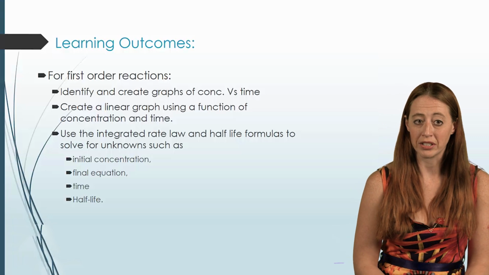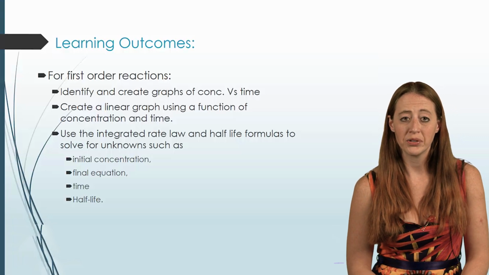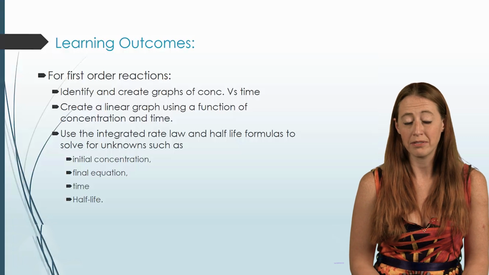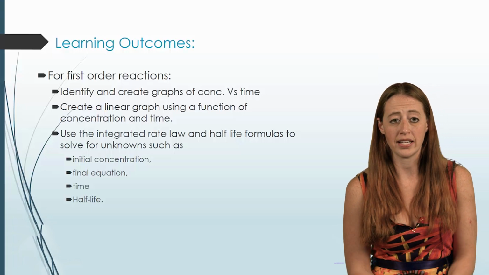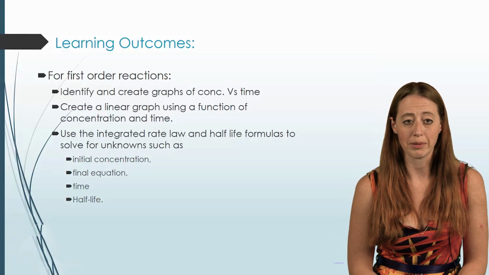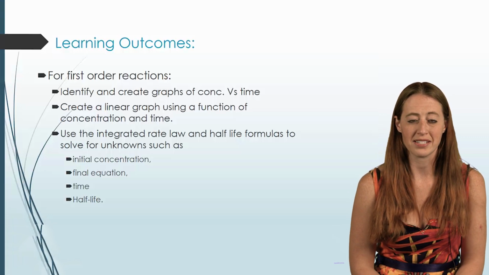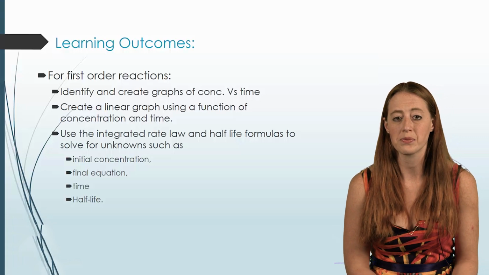Just like with zero order, you should be able to go in between your initial concentration, final concentration, time, half-life for any given set of information. And we'll do some examples in this one too. We kind of skipped that for zero order since those are the easier examples.